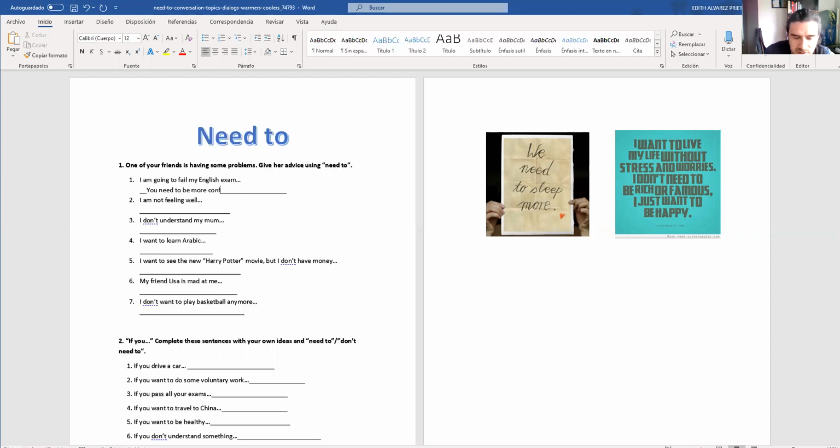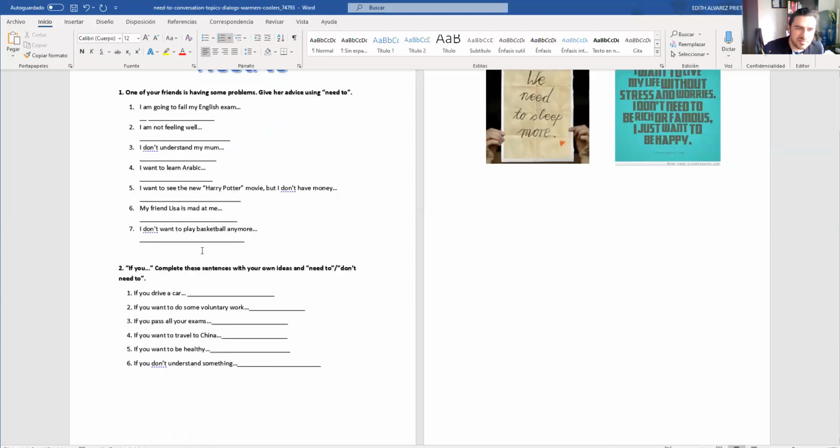Usamos como un comparativo, ¿listo? You need to be more confident, ¿ok? Eso es la aconseja. Esa es la idea en ese ejercicio de acuerdo a cada situación, ¿listo?